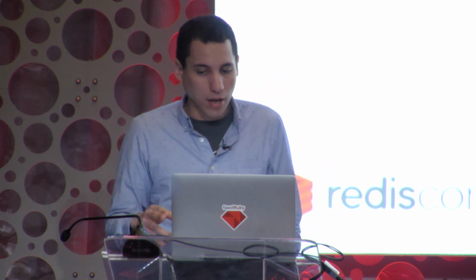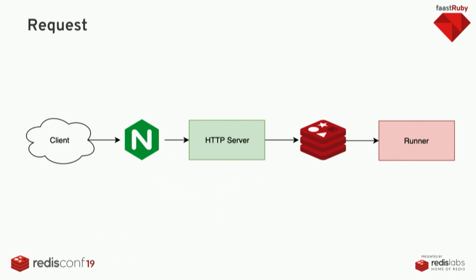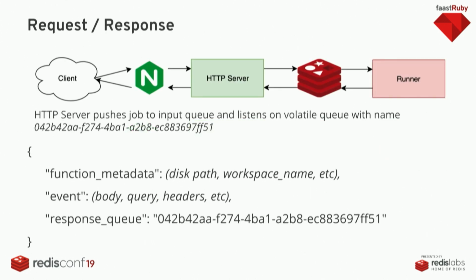So that way, the client makes a request to Nginx. I had to put a proxy in front to do load balancing to the HTTP server, and then the HTTP server will put a job inside of a Redis queue, and a runner will fetch that job. But when the HTTP server puts the job there, how does it get a response? So I also use the queue pattern.